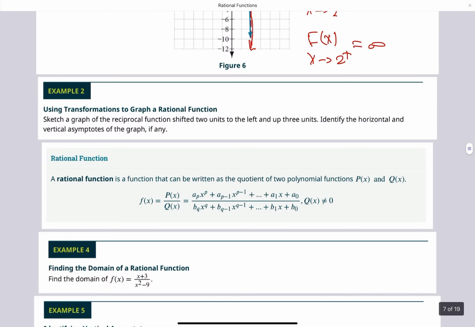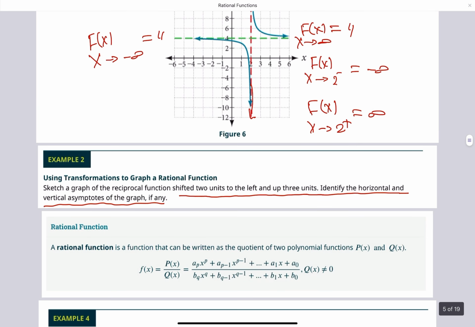Okay, sketch a graph of the reciprocal function shifted 2 units to the left and up 3 units. Identify the horizontal and vertical asymptotes of the graph, if any. Now, the reciprocal function is 1 divided by x. If you want to memorize this, go ahead. So 1 divided by x is the reciprocal function, or that's what the intention is of example number 2. Now, shifted 2 units to the left.